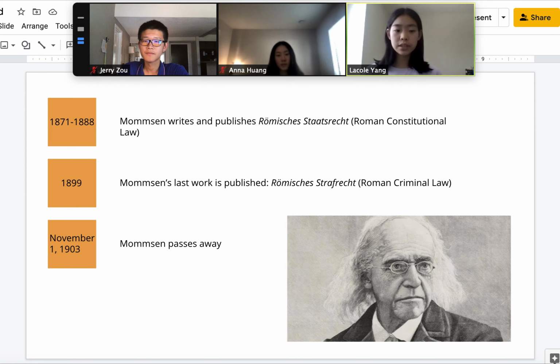From 1871 to 1888, Mommsen wrote and published Roman Constitutional Law. In this work, Mommsen laid down the system of Roman law. Nobody had really done that before, not even the ancient Romans. So this work was pretty important for him, and it helped people that came after him study Roman law. In 1899, Mommsen's last work was published, called Roman Criminal Law. And on November 1st, 1903, one year after he won the Nobel Prize, Mommsen passed away.